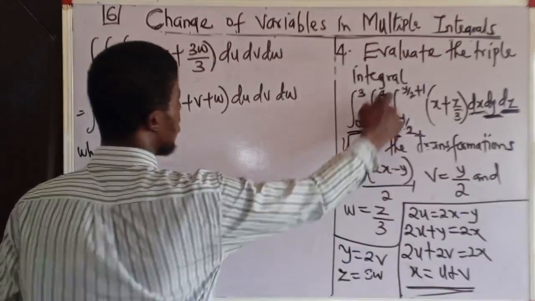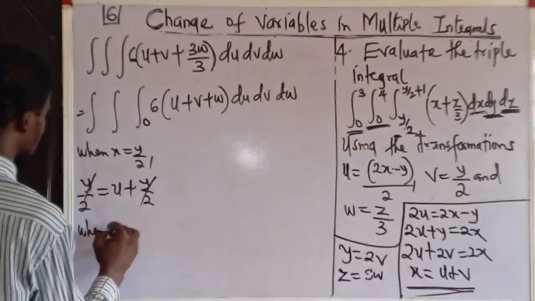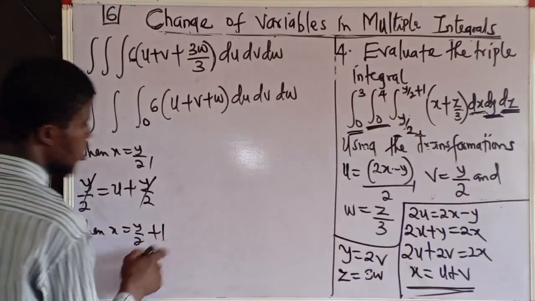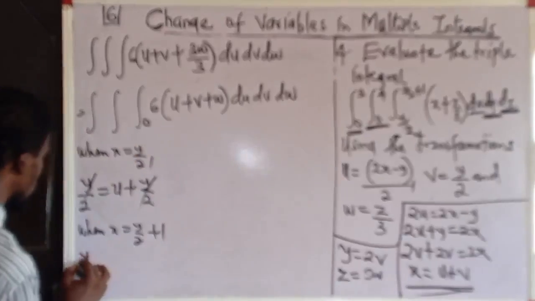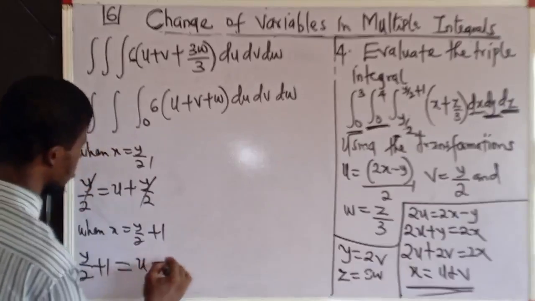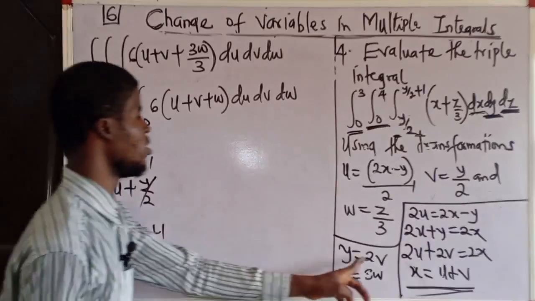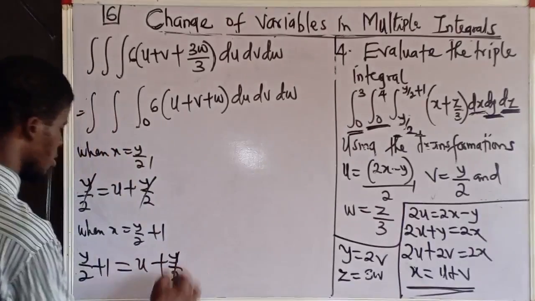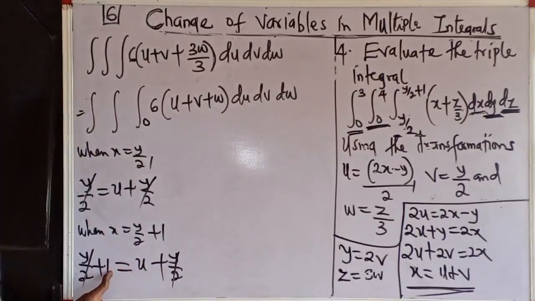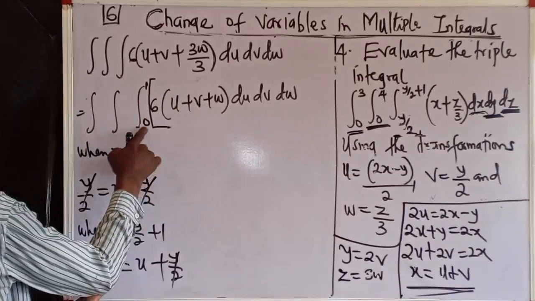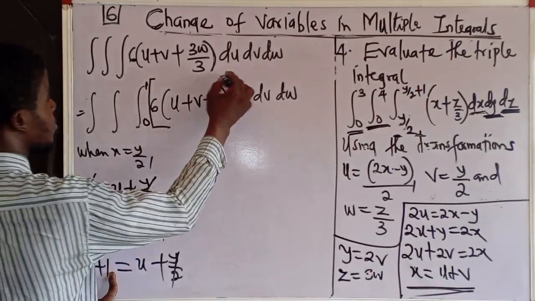When x is y over 2 plus 1, we are also going to write y over 2 plus 1 in place of x. So we have y over 2 plus 1 equal to u plus, what's v? It's still y over 2. This will cancel this. u is equal to 1. So this is it. So we have from u equal to 0 to u equal to 1.